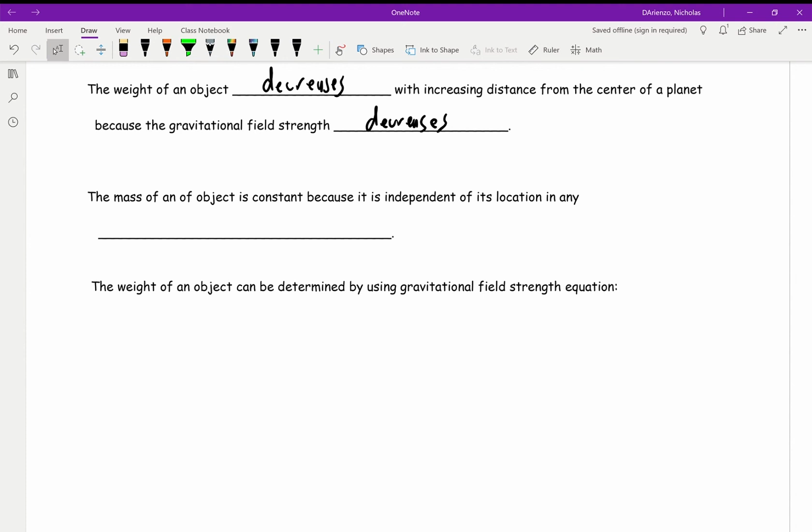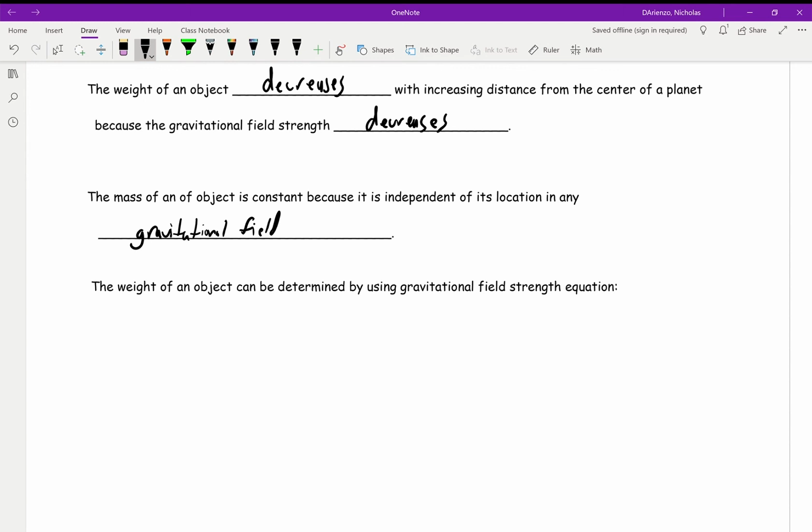Now, the mass of an object is always going to be constant because it's independent of its location in any gravitational field, be it the moon, a different planet, or Earth. The mass, or how much matter your body contains, doesn't change depending on the force of gravity. Your weight will change because the gravitational field is going to change, but your mass will not change.